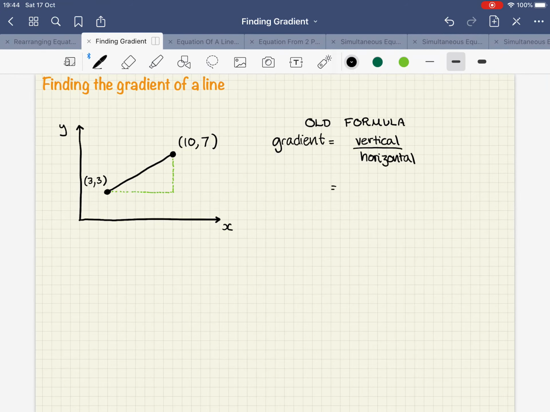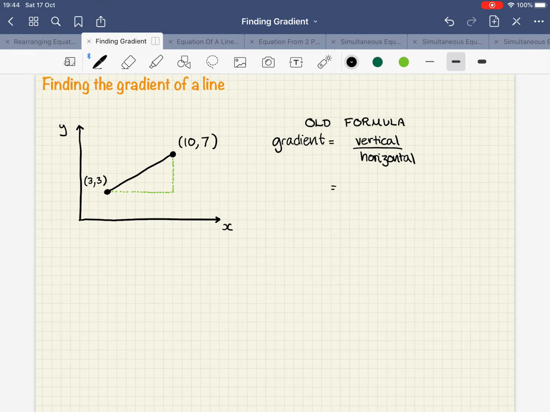Alright, so in this video we are going to be finding the gradient of a line. On this first page, I've got a graph connecting 2 points, and a note of the old formula that you may have used before. The gradient equals the vertical over horizontal, or you might have had up over across. We're going to use this first and then look to see how we can improve that formula to make it a little bit better and more flexible for our uses.